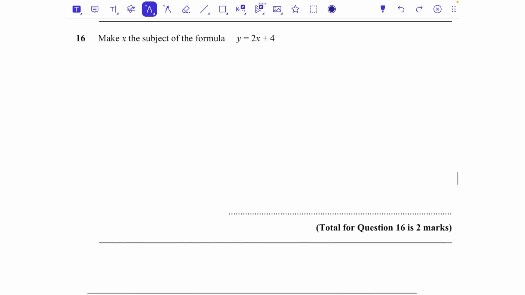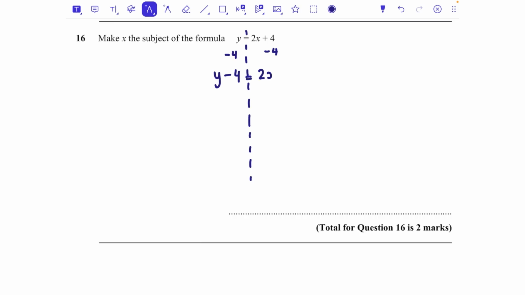So the way I like to do this is to put a dotted line where the equals is. And remember that with equations, what we do to one side, we need to do to the other. So if I want to get the x on its own, remember this means 2 lots of x, add 4. So the first thing we're going to do is take away that 4. And if we take away 4 from the right-hand side, we've also got to take away 4 from the left-hand side. Now, y and 4 are not like terms. So I'm going to write y take away 4. I can't make them one term because they're not like terms. And that equals 2x. Now I've got 2 lots of x, but I don't want 2 lots of x.